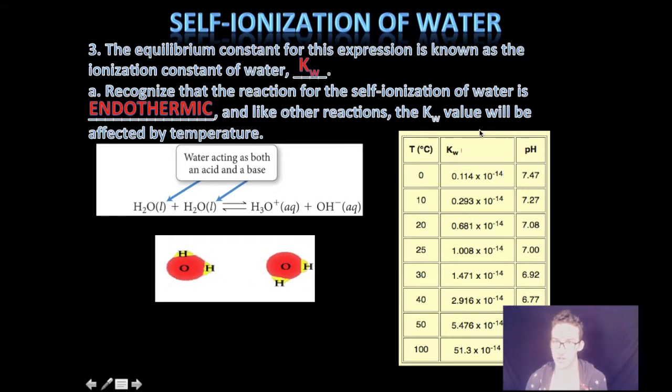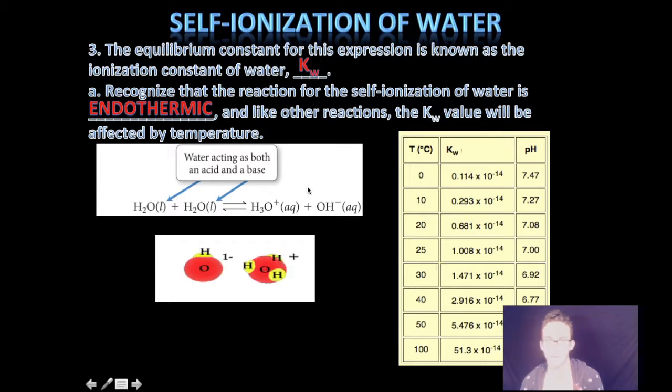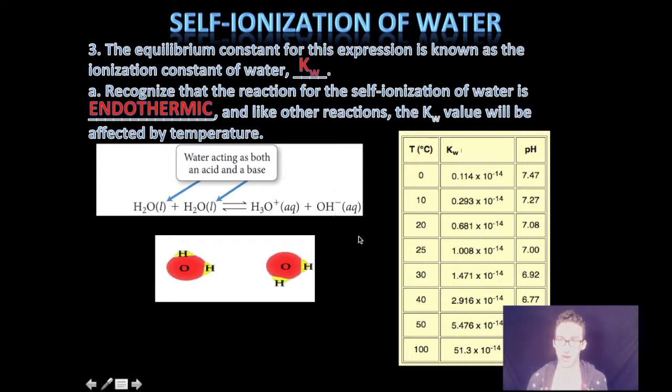As you look at this table for Kw, as you increase your temperatures past 25 degrees Celsius, notice that your K value is increasing because you have greater and greater concentrations of these ions. However, recognize that you're producing equal concentrations of each of these ions. And so at higher temperatures, your neutral pH is not going to be exactly 7.